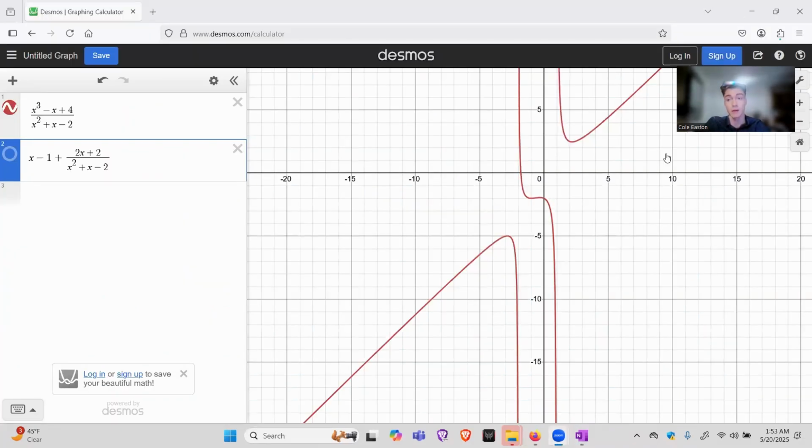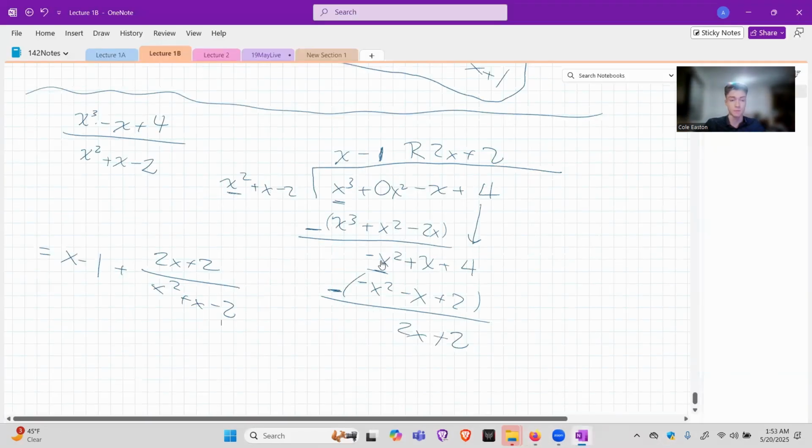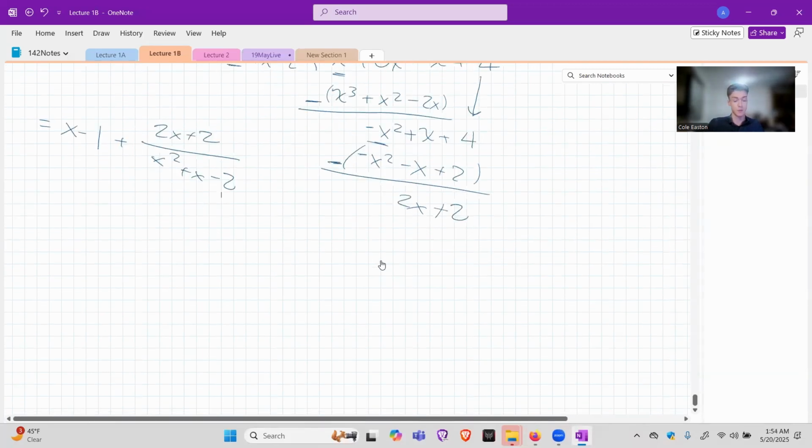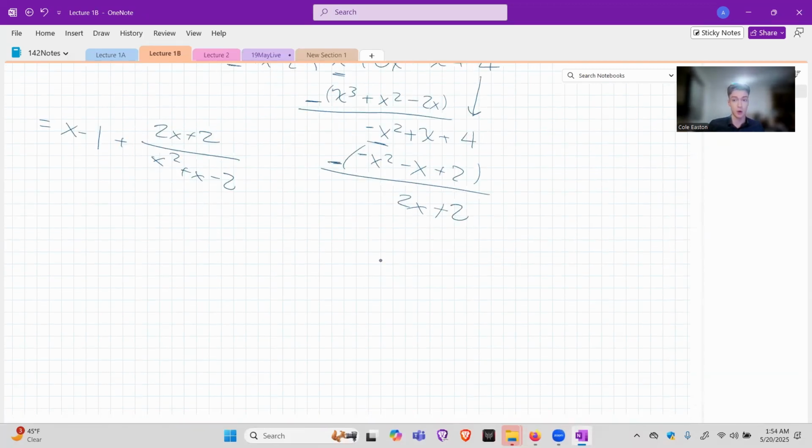We can verify here on Desmos that we did it right. So this here is our original function, and then this is how we rewrote it, and we see that those line up perfectly. So those are the same thing. And now what we want to do is notice that once we do polynomial long division, now we'll always have a degree smaller than the numerator in our fractional part.